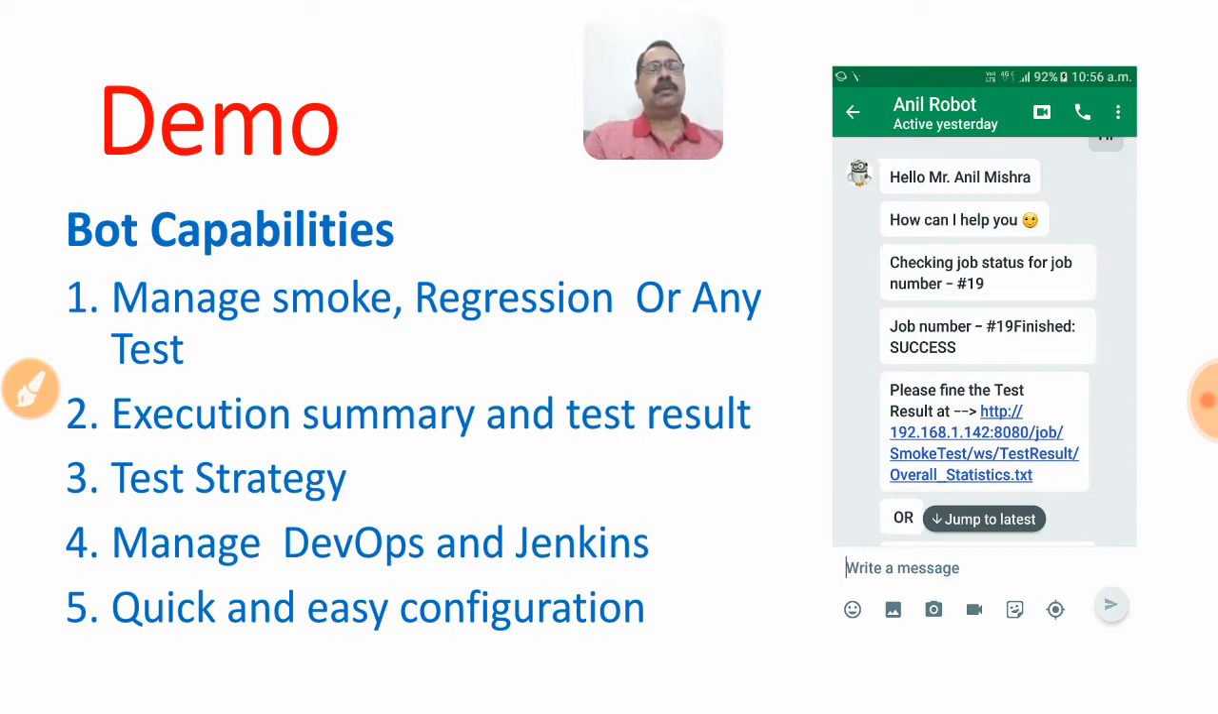your current execution. And third, test strategy. I have successfully tested this with one of the projects where ALM requirement changes can be captured, and based upon the requirement changes, it selects the test cases and starts the execution. So you can manage all your DevOps needs with this, and also you can manage your Jenkins.